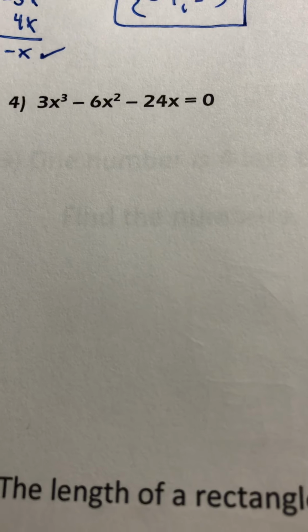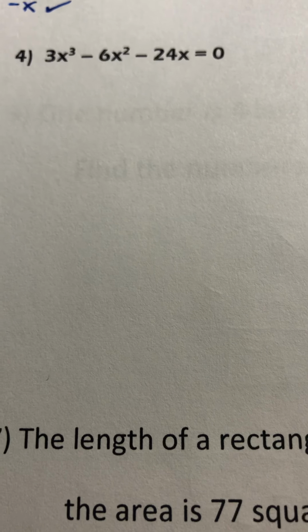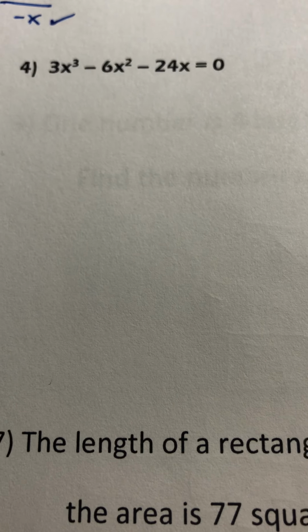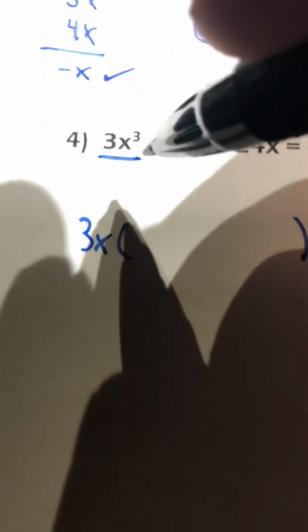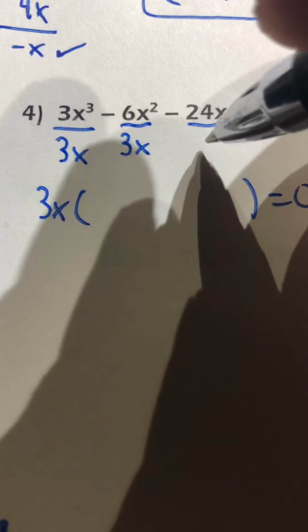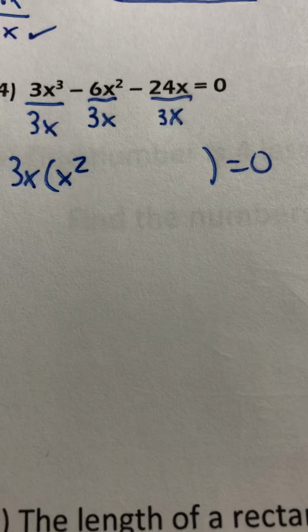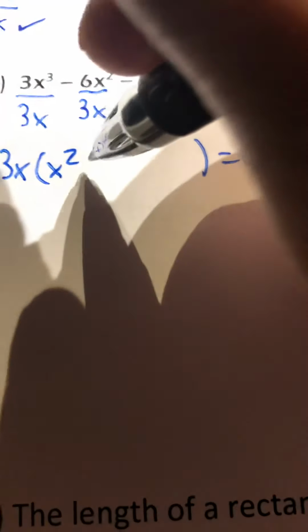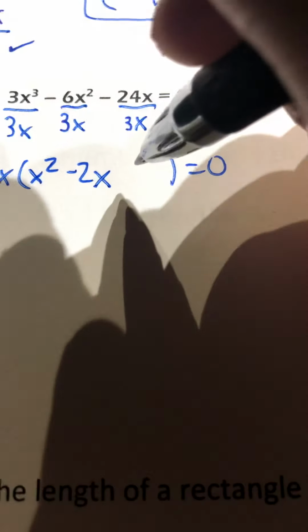So for this one, it is already set equal to 0, but there's a GCF. This is actually going to be a completely factoring question. The GCF, all 3 terms are divisible by 3 and an x. So we have 3x, and I'm going to divide each term by 3x. I know it's just an x because that's the smallest exponent. So 3x cubed divided by 3x should just be x squared. -6x squared divided by 3x should be just -2x. And -24x divided by 3x should be -8.